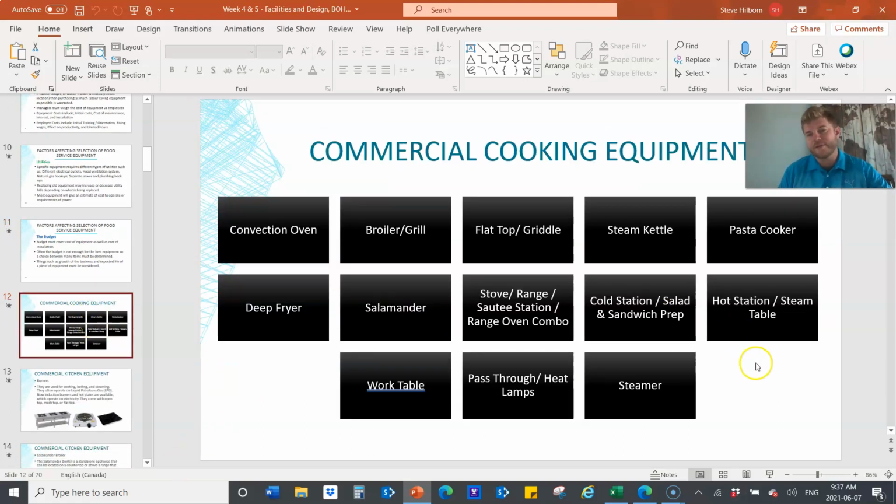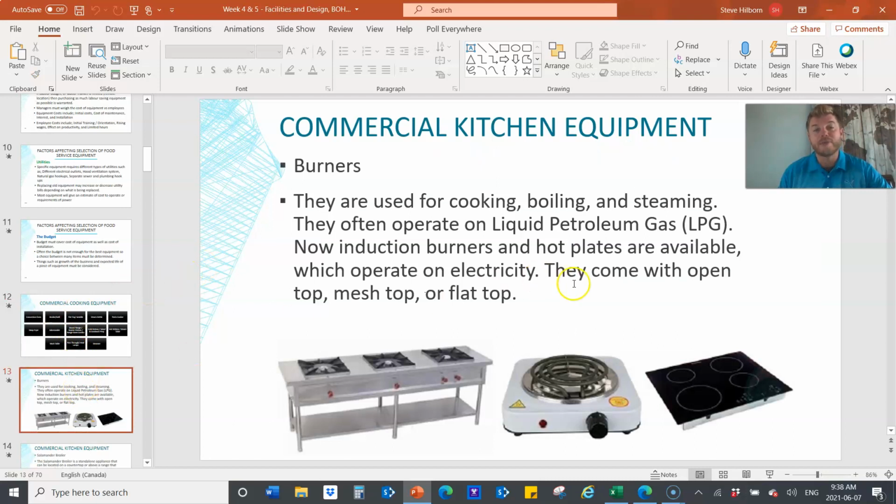So this here is just a list of some of the very common commercial cooking equipment. I'll go through a bunch of them a little bit more in detail, but you'll see many of these you might have in your home. Many of these you would only see in a restaurant, but I'll go through them in each a little bit more detail, starting with burners.